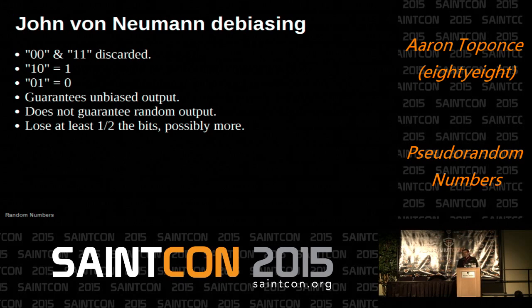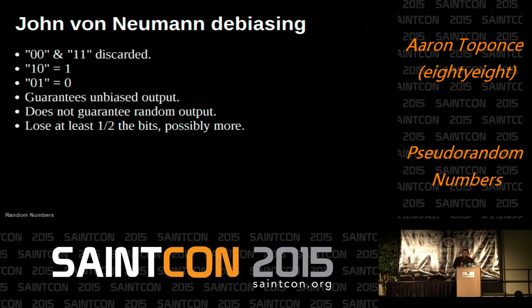Further, we're not going to lose as many bits. I could take, say, 256 bits of true random data, hash it with SHA-256, and output 256 bits as a result. Now, there is going to be some overhead. I might lose 10 bits of randomness in the process, but I'm losing a lot less than I am with John von Neumann debiasing.